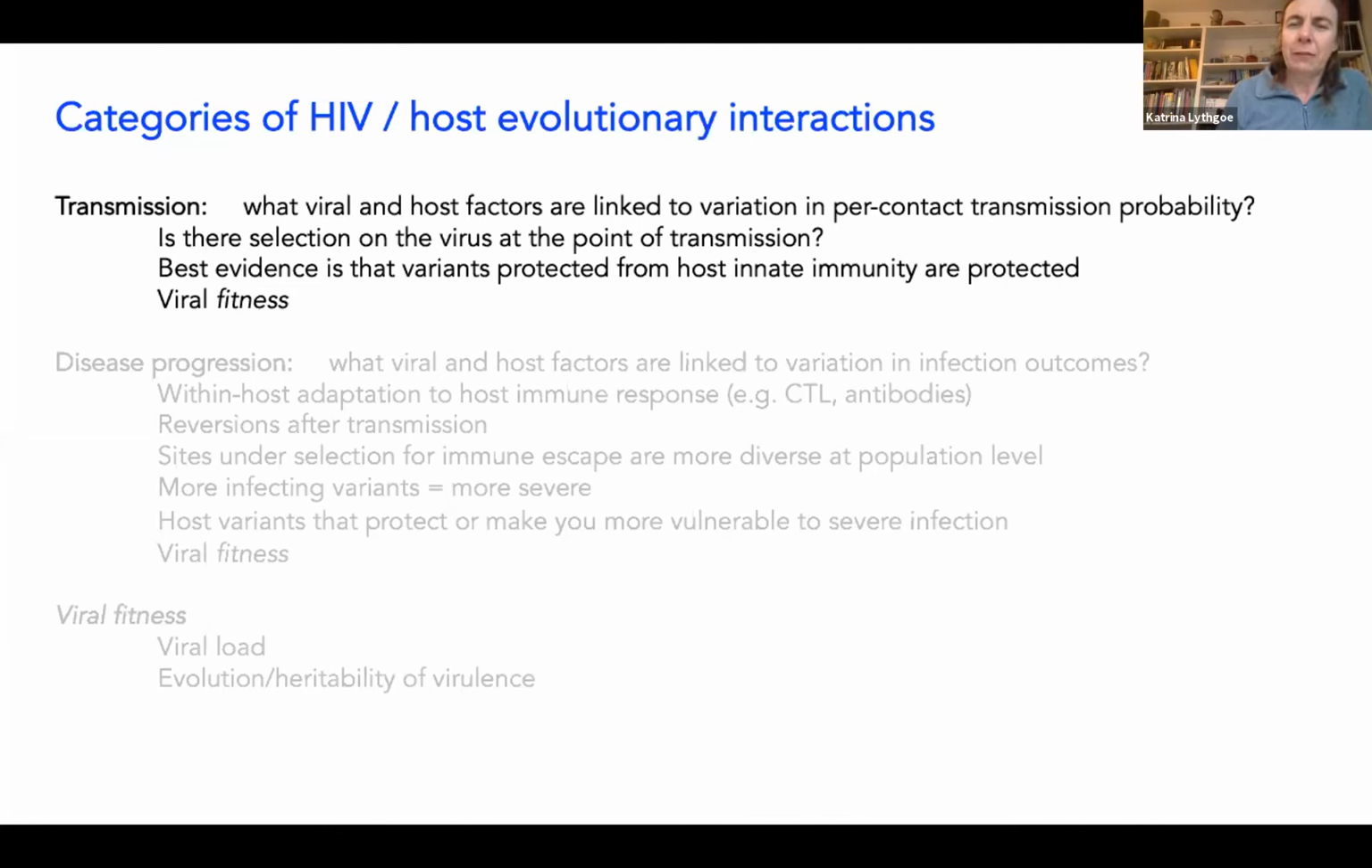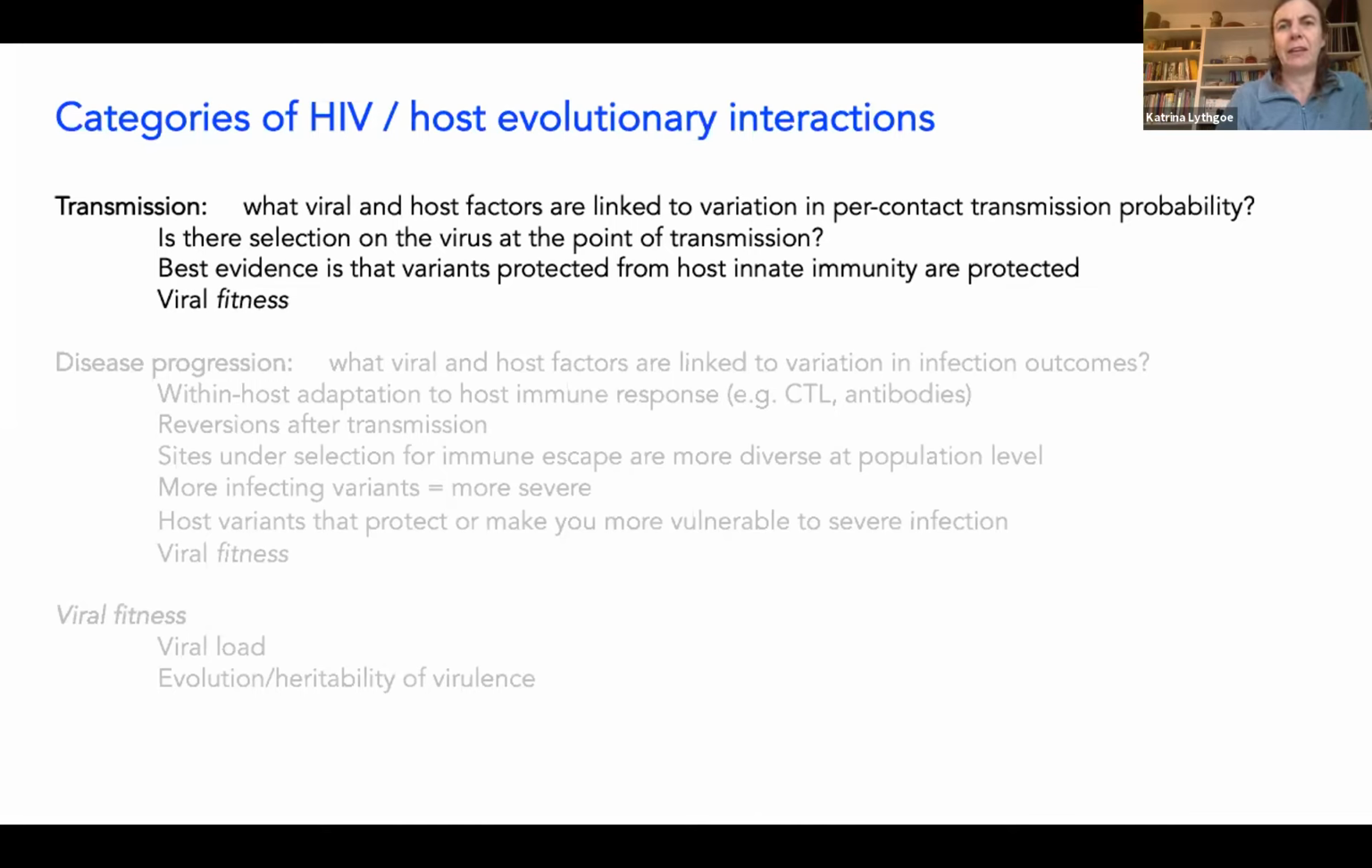A huge amount of effort has gone into asking this question, and it's still very much unresolved. It's really not clear whether it's just random, just stochastic, just the virus that was lucky that got transmitted. But there is some evidence that there are certain traits of viruses that are good at being transmitted, for example, variants that are protected from host innate immune responses. It seems that during the course of infection, the virus loses immunity to host innate immune responses because there's no selection for it. But when you look at viruses that are successfully transmitted, they tend to have this immunity.